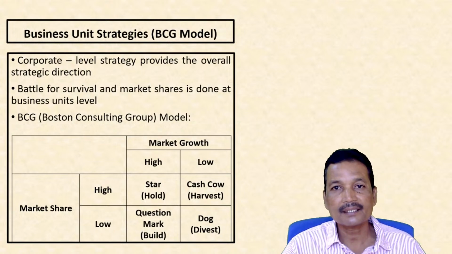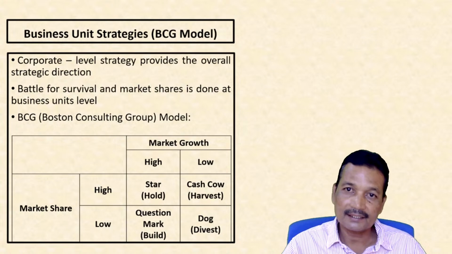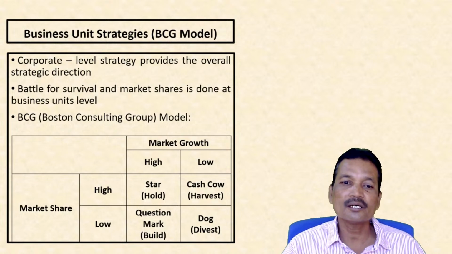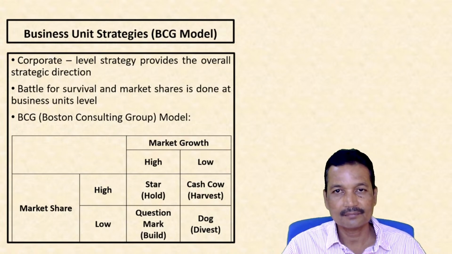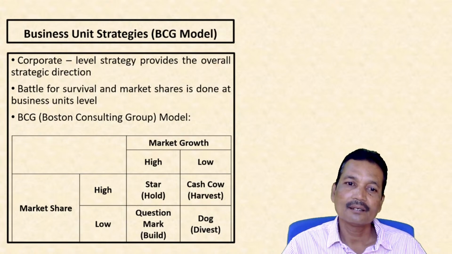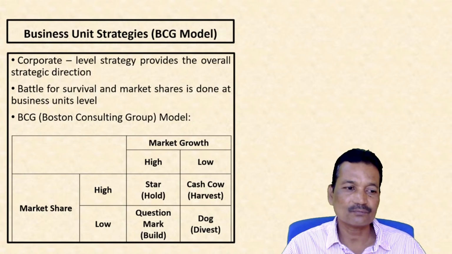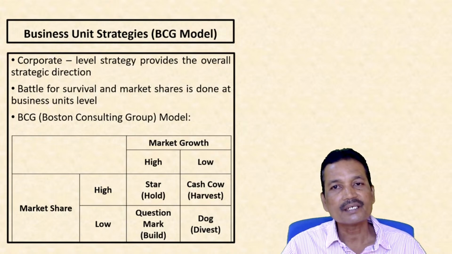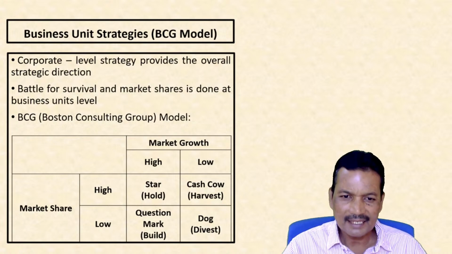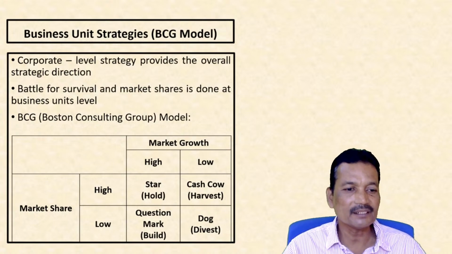High market share means a large chunk of the market is from our business. The market is expanding, so we are a real hero, a star. So hold on to the business because we are generating maximum profit. High market share, but there is no growth in the market. The market is stagnant. It has fallen flat. So there we try to generate as much profit as possible. That means it is a cash cow for us. We try to harvest the profit out of the market.